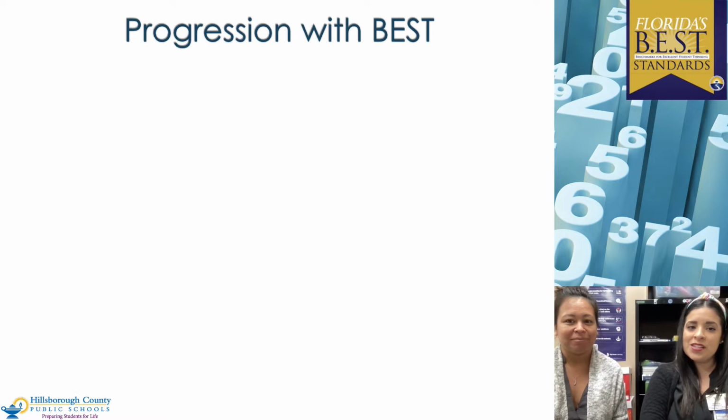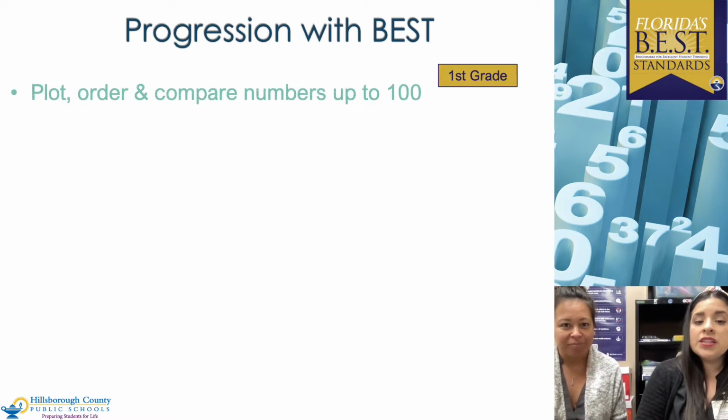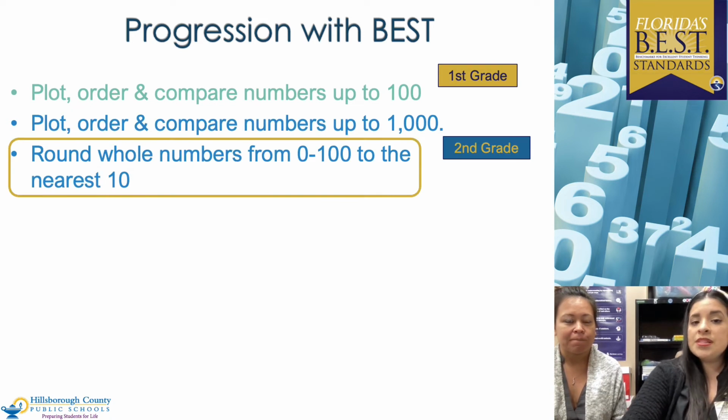We're going to get started by talking about the progression within the BEST standards. The first grade standards have students plotting, ordering, and comparing numbers to 100. They do the same in second grade, but now they're going up to 1,000. For this unit, we're going to be focusing on rounding numbers.